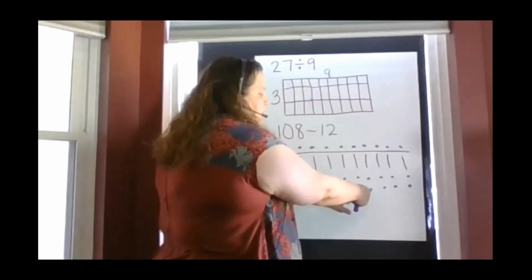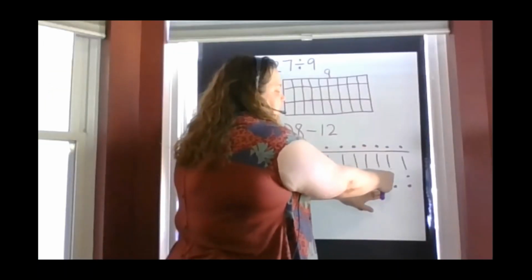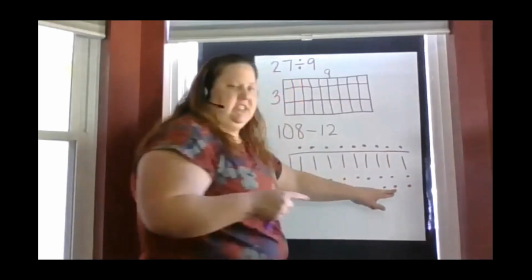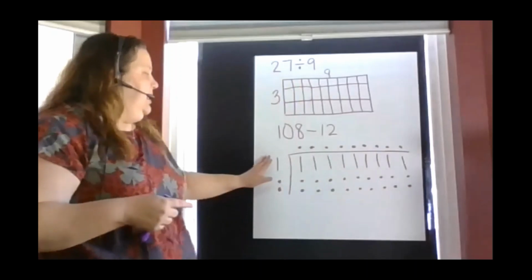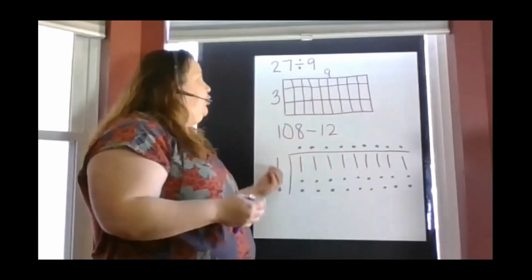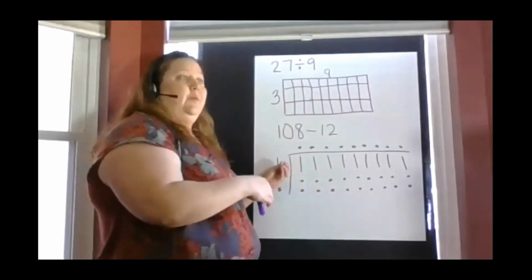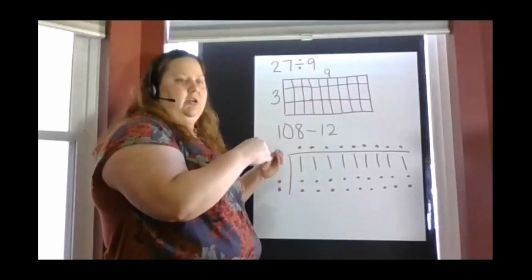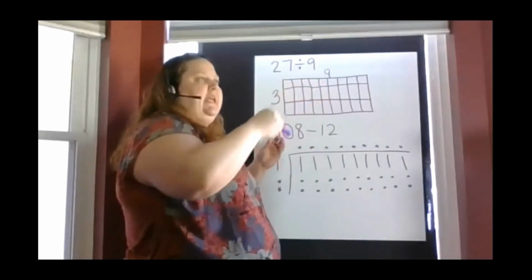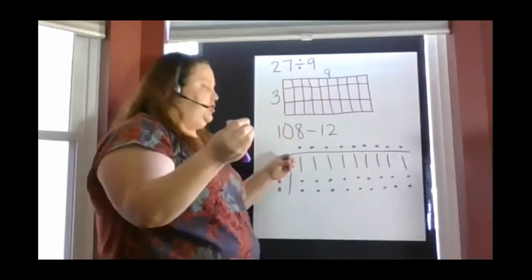Another 10 and two ones is 72. Another 10 and two ones is 84. Another 10 and two ones is 96. And another 10 and two ones gets me to the 108. So students are literally breaking out, in this case, those groups of 12, just like we did when we showed the subtraction or the circles where we were breaking out into smaller chunks.